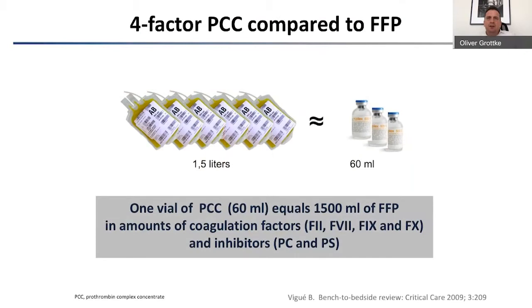One major advantage in using a 4-factor PCC is a high concentration while giving low volume. So 1 vial of PCC, 60 mL, this is like 3 vials of a 4-factor PCC of 500 units each, is about equal to 1,500 to 2,000 mL of fresh frozen plasma.